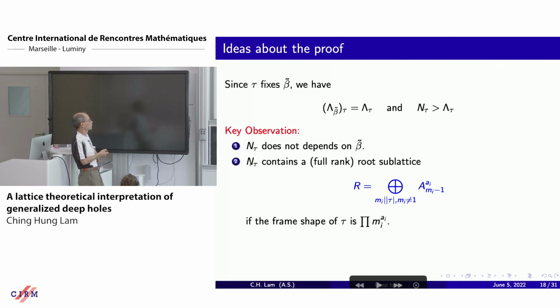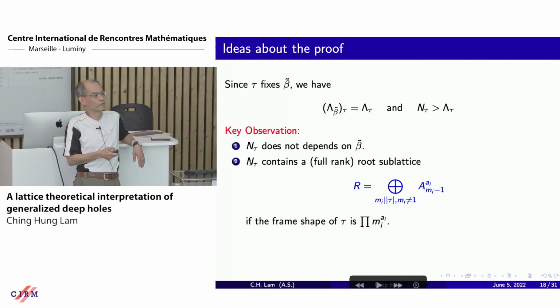Now here is a much stronger statement. If my tau has the same shape like this, okay? Forget about all the ones, okay? Then the R will be a root lattice, which is a product of A_{m_i}, so this will correspond to this A. And in fact, tau acts on this as a Coxeter element. So this is actually a very strong statement here. Because of this, a lot of cases are not possible, so you can eliminate basically all the difficult cases because of this.